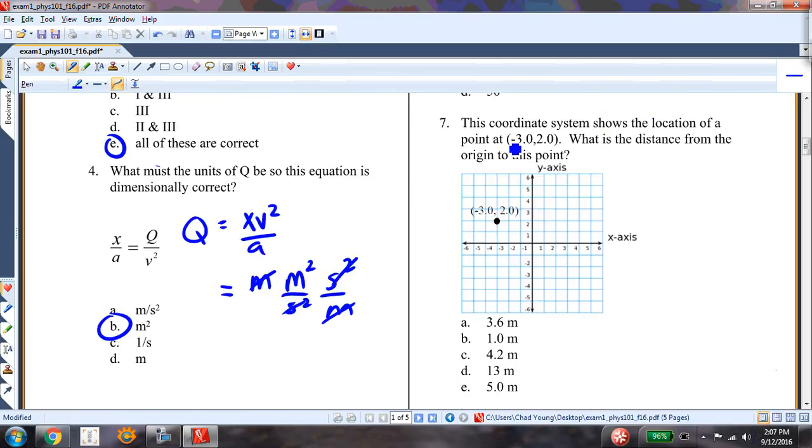This coordinate system shows a point at -3, 2. What is the distance from the origin to that point? So looking for the distance from here out to there. You can think of this as a right triangle, and I'm just looking for the hypotenuse. So I say the square root of -3 squared, or you can leave off the negative, doesn't really matter, plus 2 squared, and that's the square root of 9 plus 4, the square root of 13, which is what is that? Must be A, right? Number 7 is A.